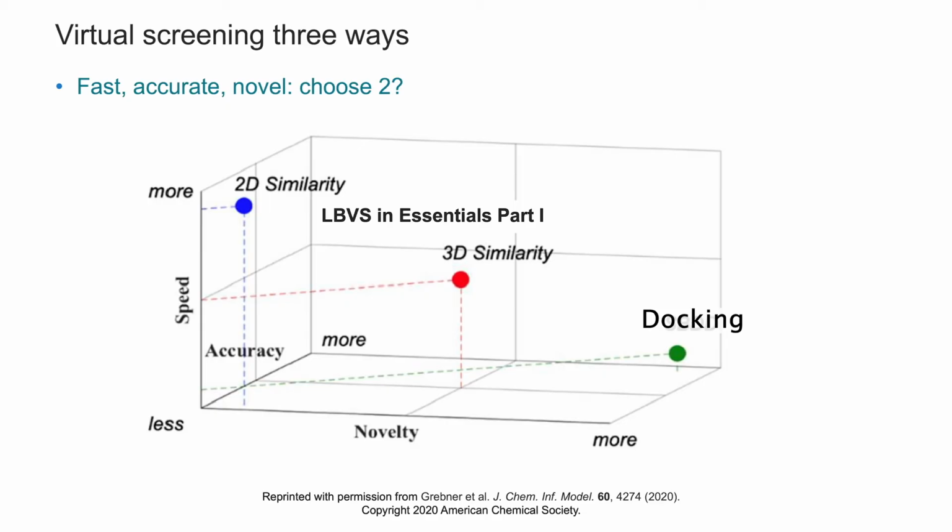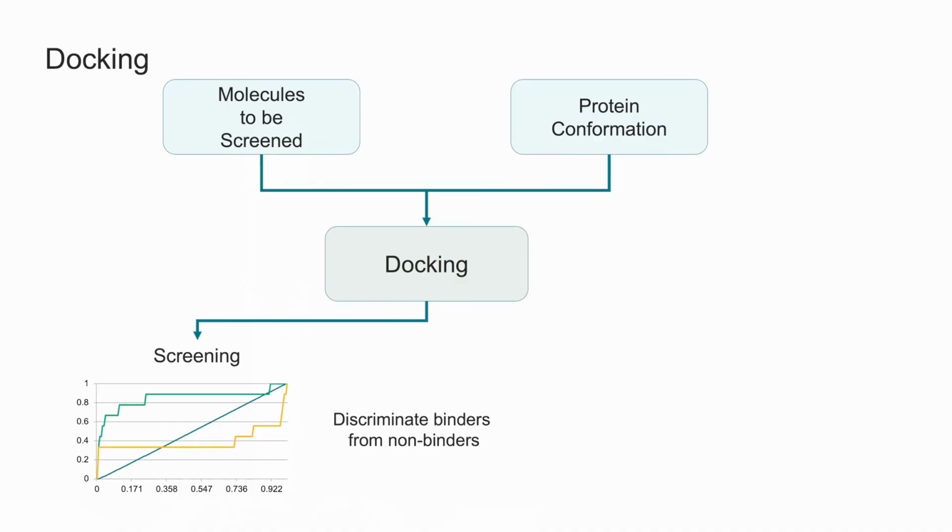And again, to remind you, the key attraction for docking is the novelty of the molecules. And I'll show you some examples of that through this section. So here we're looking at that screening problem to discriminate binders from non-binders.